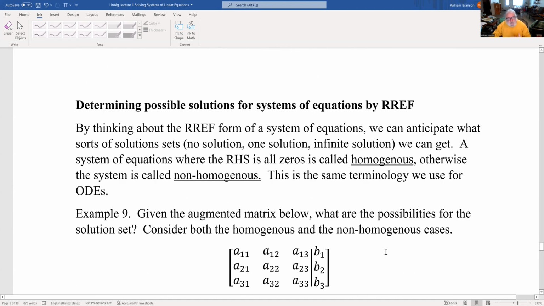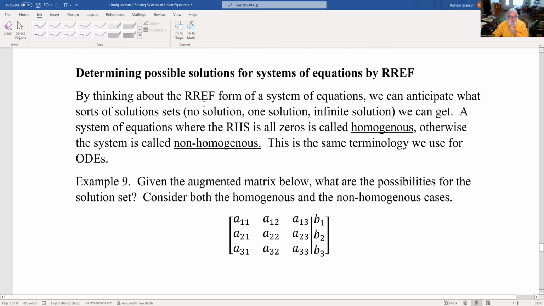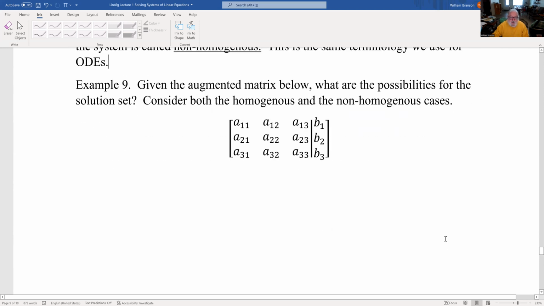So finally, determining possible solutions for systems of equations by RREF. By thinking about the reduced row echelon form of a system of equations, we can anticipate what sort of solution sets we can get. We either have no solution, and that's what happens when you've got a 0 equals 1/2, which we saw above. One solution, the first example, where we got all ones in it, or infinite solutions, and that was tied to the parameter. If the right-hand side is all 0, it's homogeneous, the same language that we used from differential equations. Otherwise, if the right-hand side is not all 0, it's non-homogeneous. So what are the possibilities for this solution set?